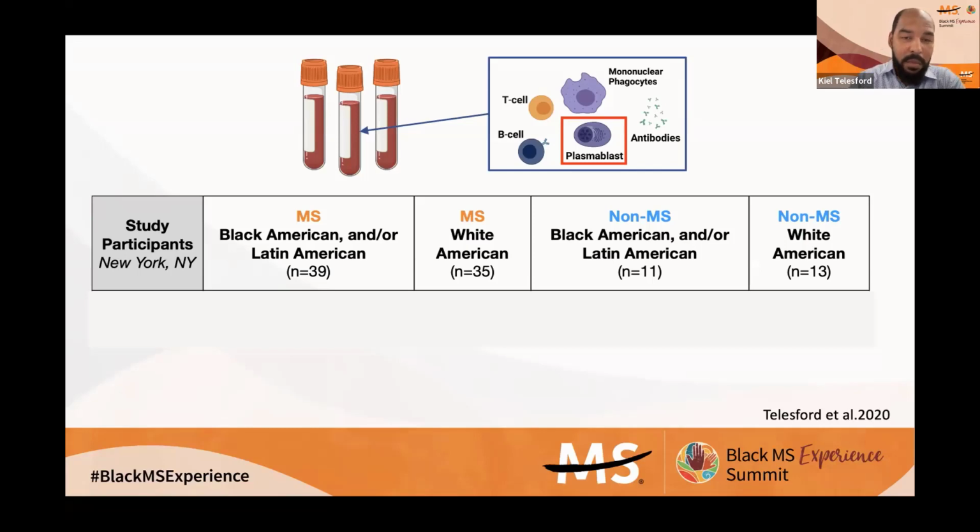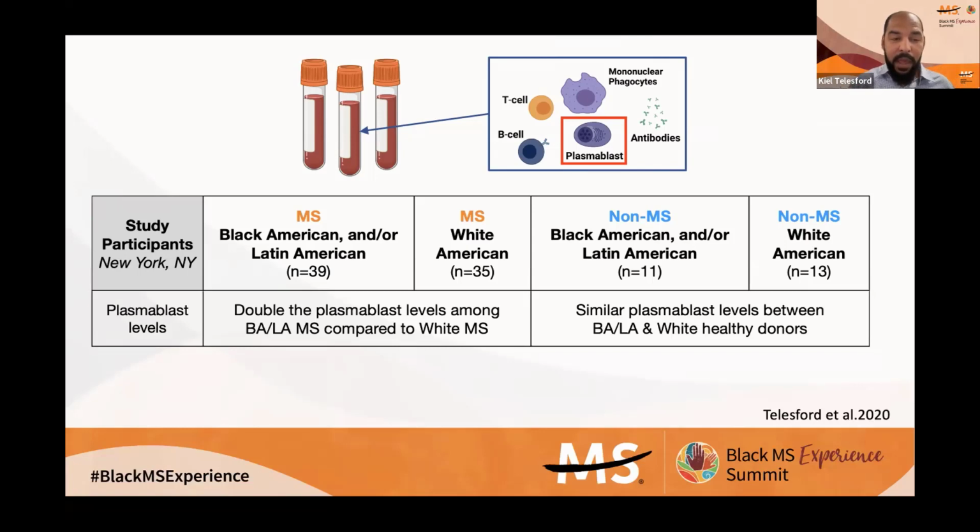I collected blood from consenting participants and quantified the number of key white blood cell subsets that could go on to elicit damage. What I found was that plasmablast levels, these plasma cells here, were approximately double in number and frequency among the Black African diasporic or Latin American cohort compared to the white cohort. Interestingly, this difference is present only among those with MS, but not those who did not have MS. And so this is an active area of investigation in the field.